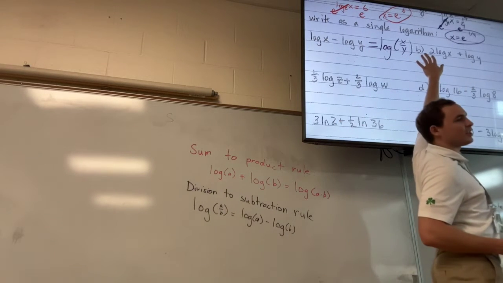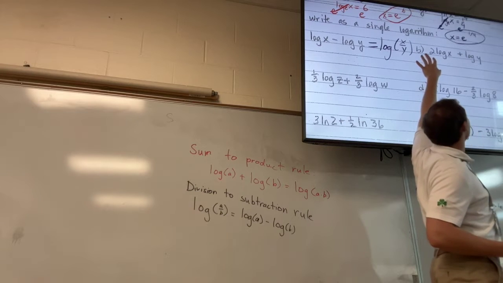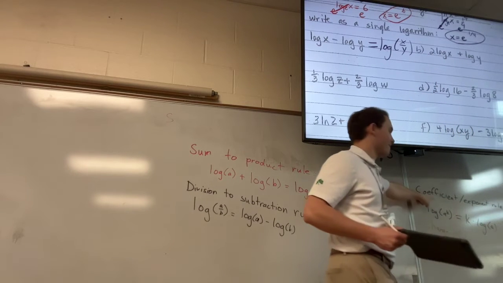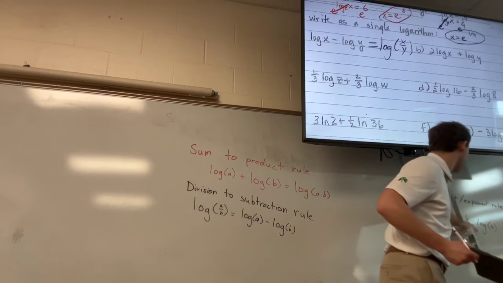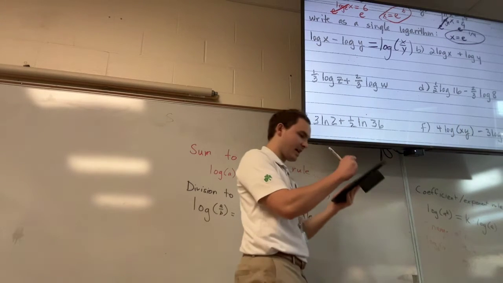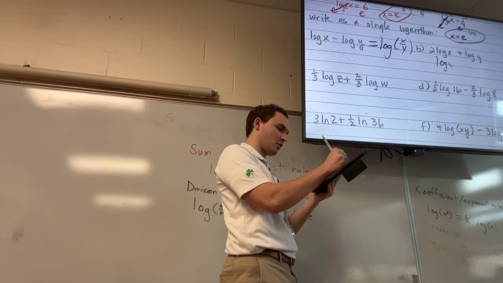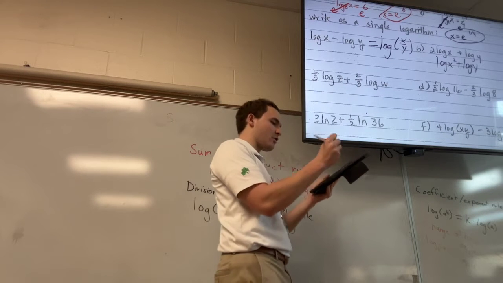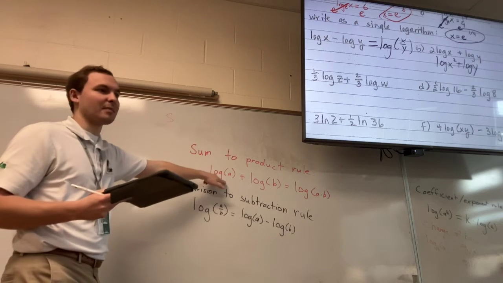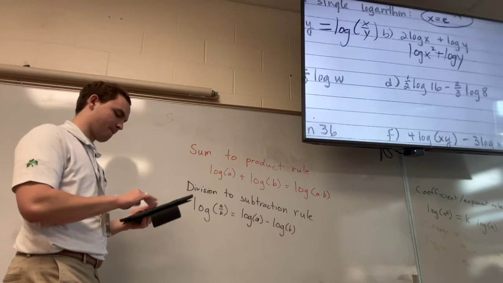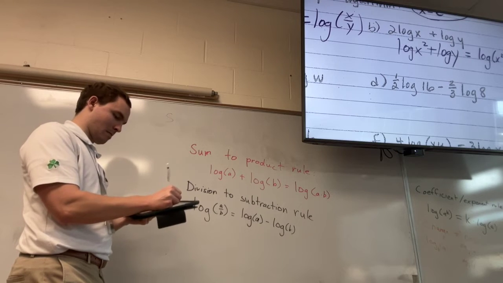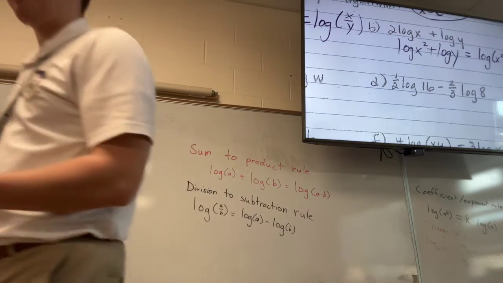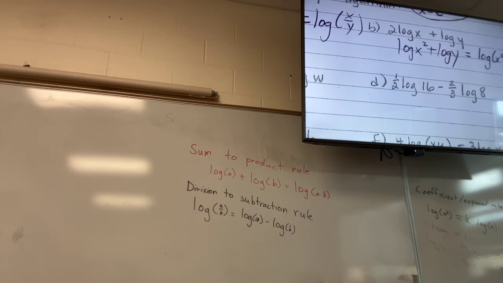Or, no, how can we move it to the inside? We want to use the coefficient exponent rule and take this 2 on the outside and move it in. So we rewrite this as log x squared plus log y. Now, do you guys see how we can seamlessly use the sum to product? Okay. You guys see that?